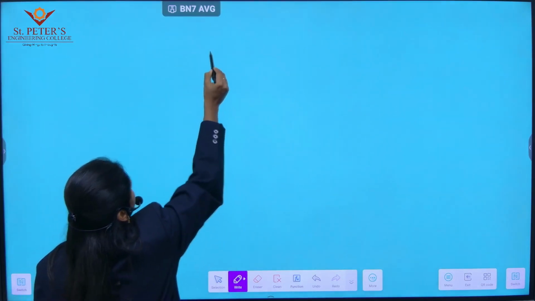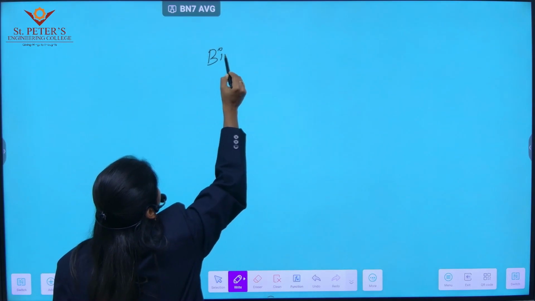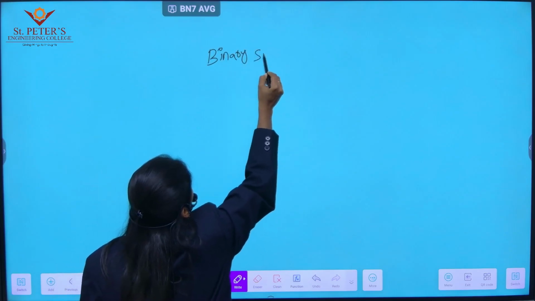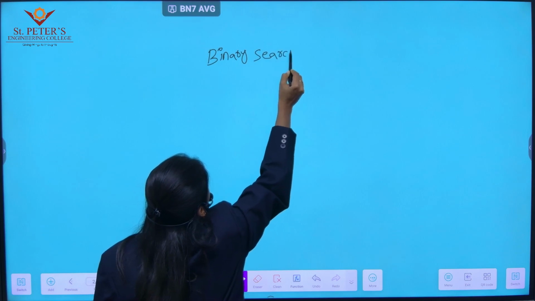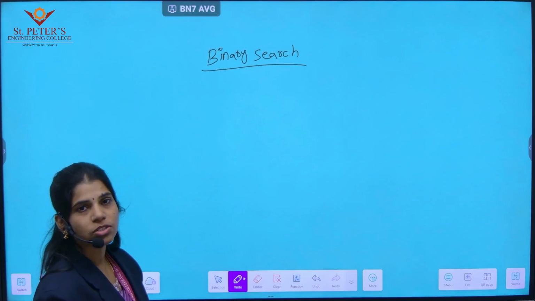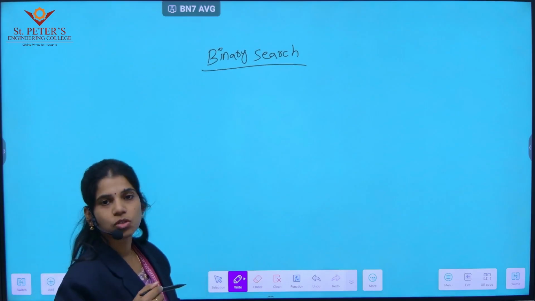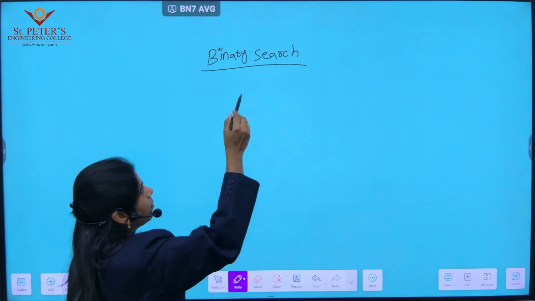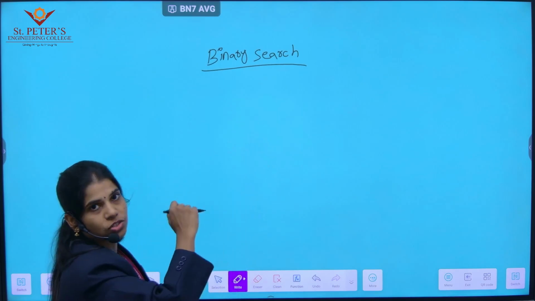The next, binary search. This is also one of the searching techniques, but it takes less time compared to linear search.